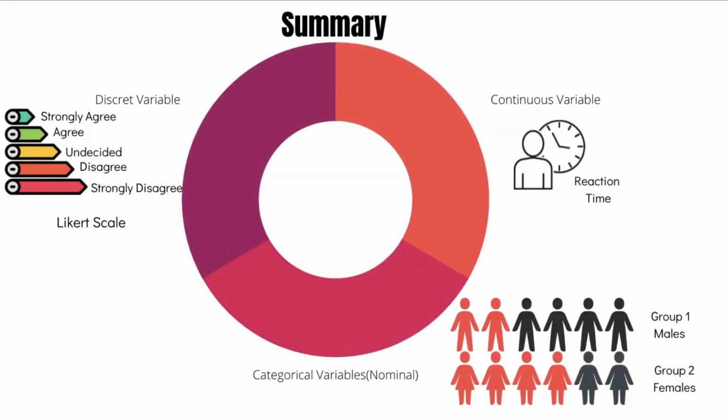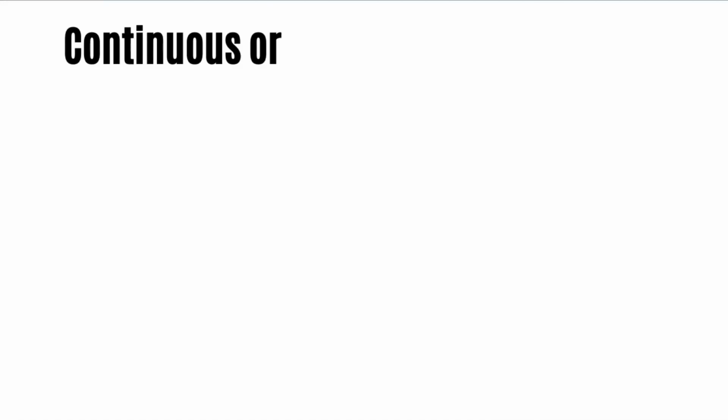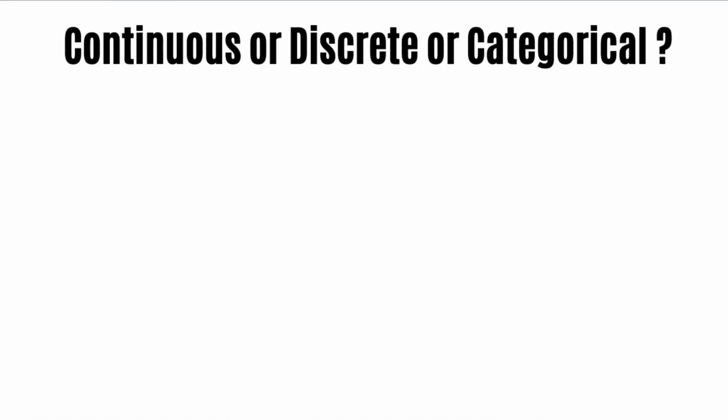So in summary, variables can be continuous in nature, wherein they take up any value within a given range. They could be categorical in nature, wherein they are simply allocated to specific categories, or they could be discrete in nature, wherein they take up only certain values within a given range. Now, moving forward, let's try to understand how we can distinguish if the variables are continuous, discrete, or categorical.